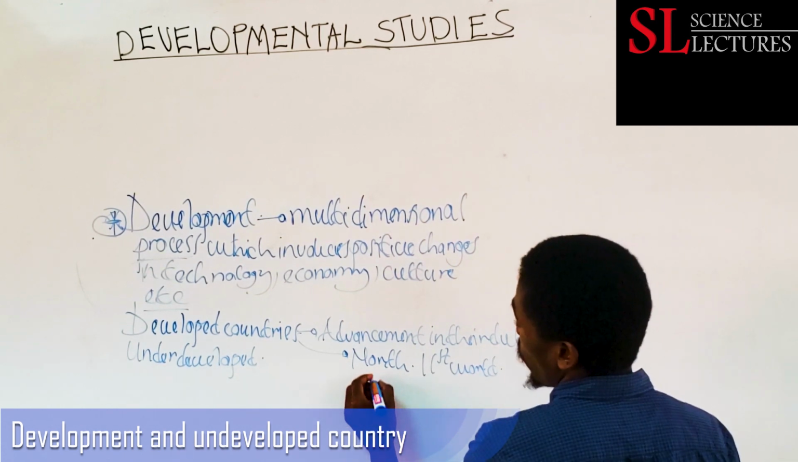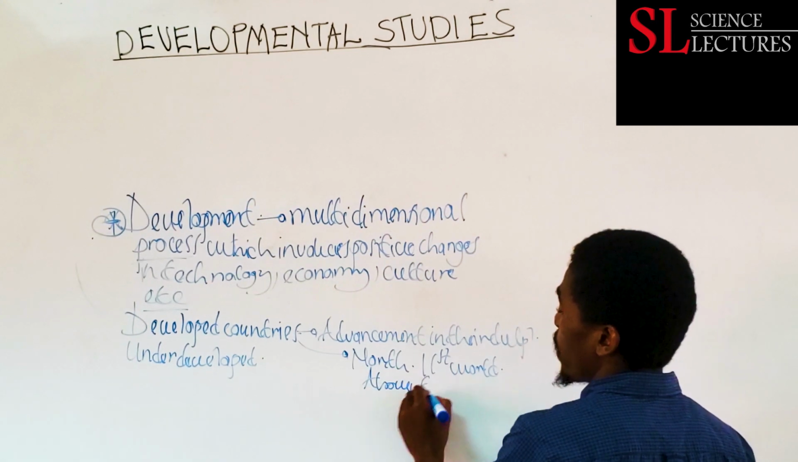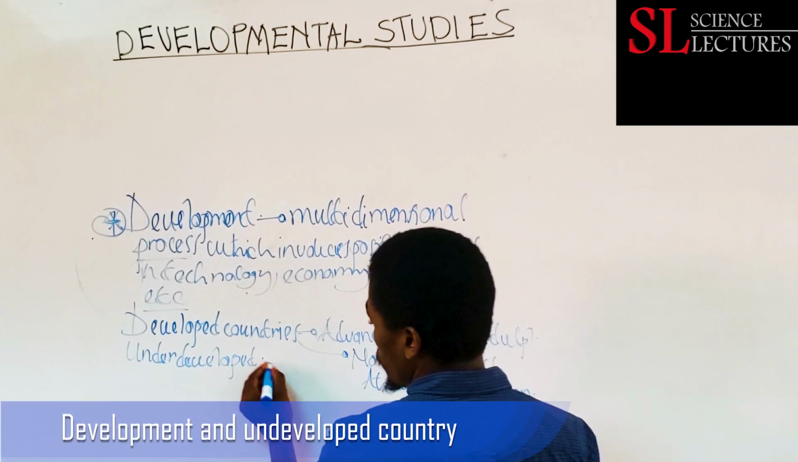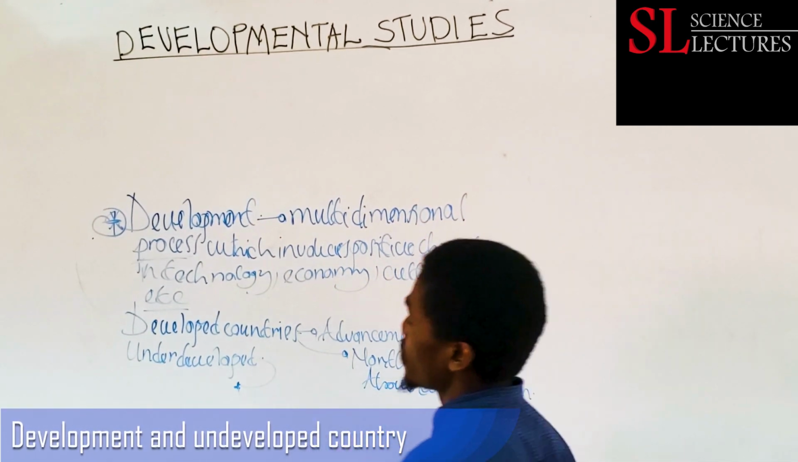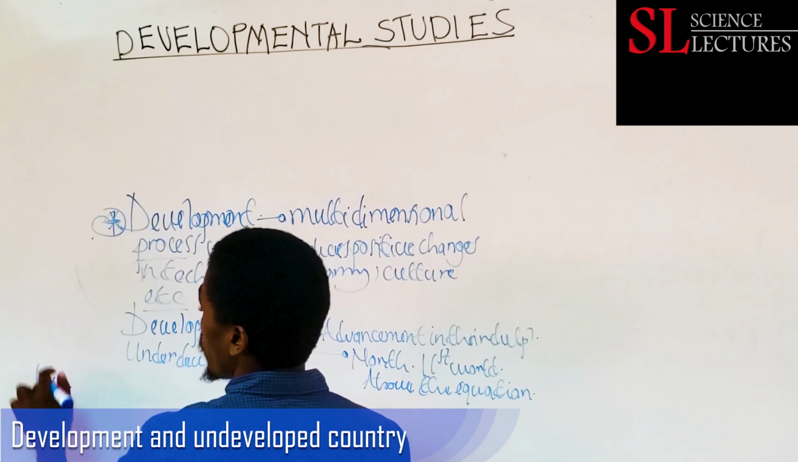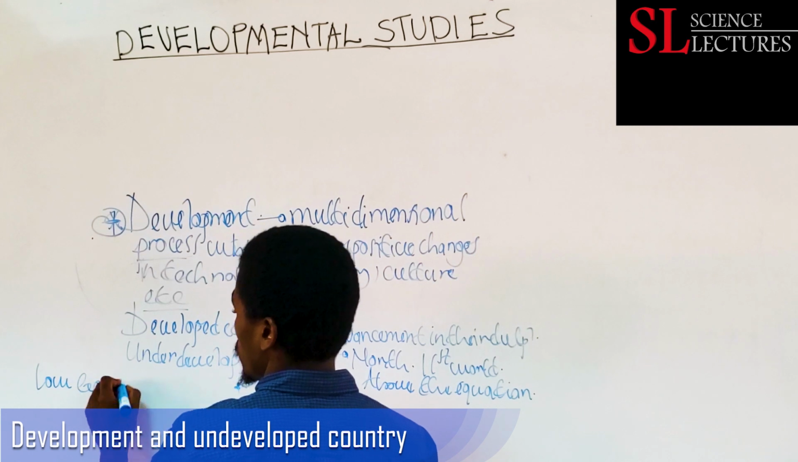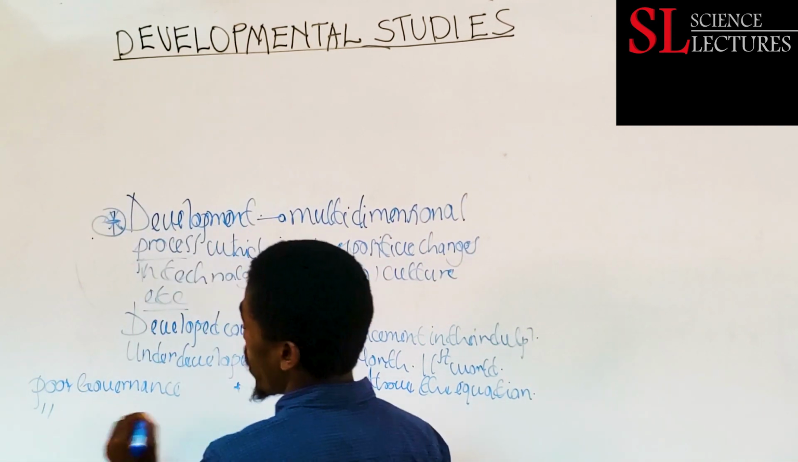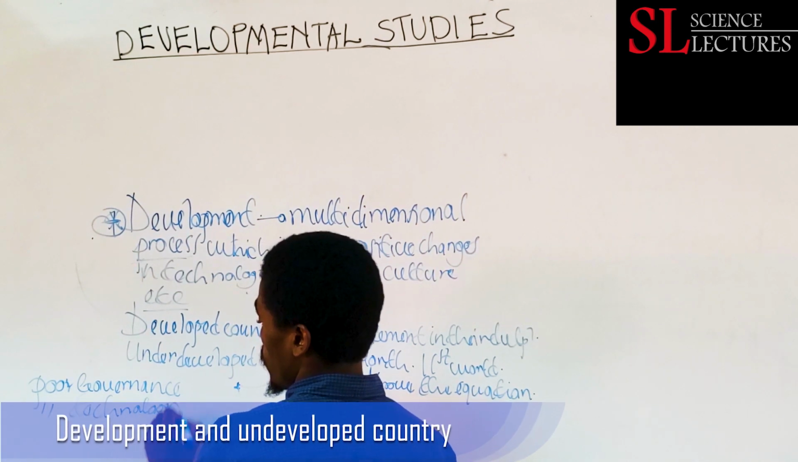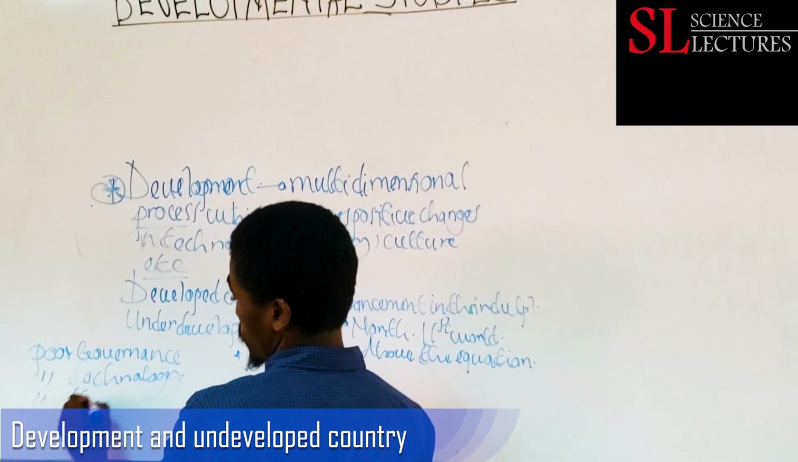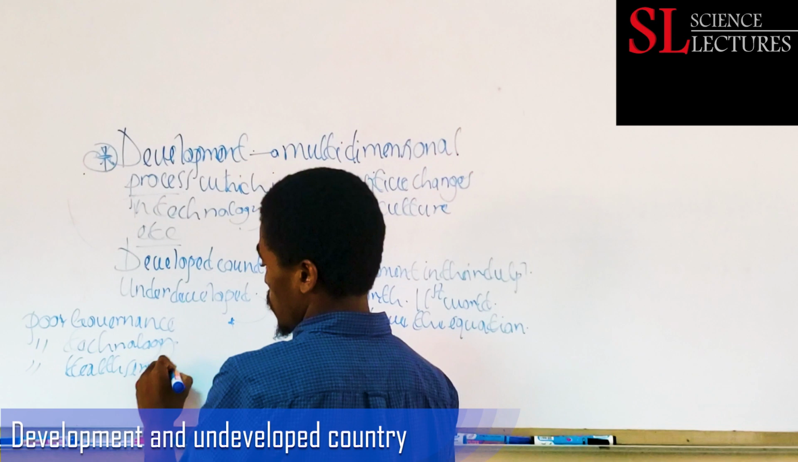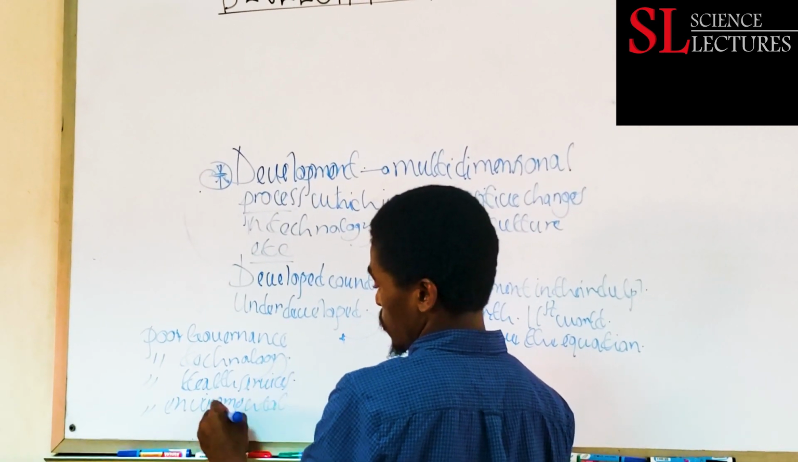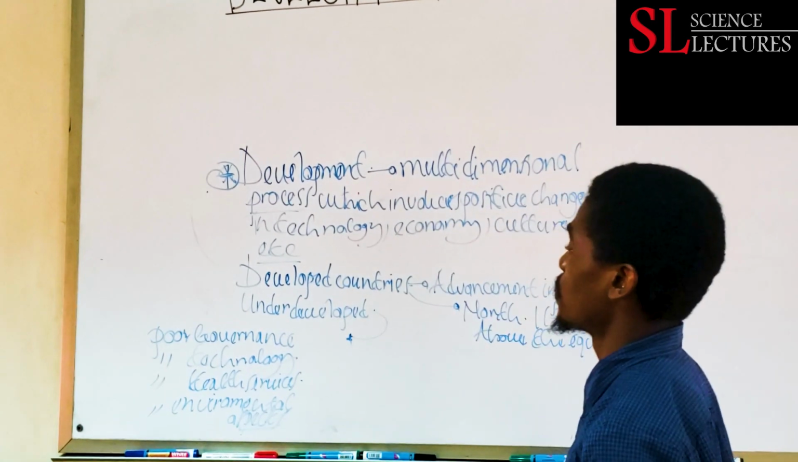Why are they called the North? Because most of them are located above the equator. To compare them with underdeveloped countries, first of all, what are underdeveloped countries? These are countries that are low in governance. In other words, they have poor governance, poor unimproved technology, and also poor health services. Some have poor environmental aspects, and many other things. Those are underdeveloped countries.